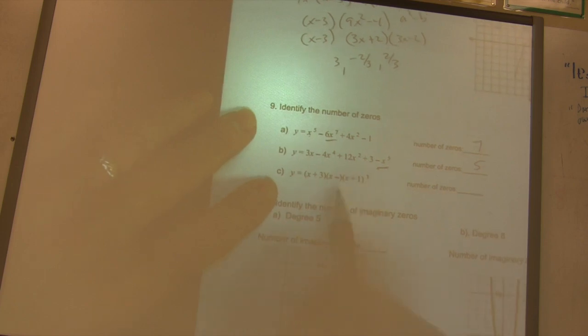Now on this one, I left a number out here. It doesn't make any difference. It'll be on the test. It's how many x's do you have? I have 1x here, 1x here, and I'm going to get 3 x's here because it's cubed. So I have a total of x to the 5th, and so I have 5 zeros.